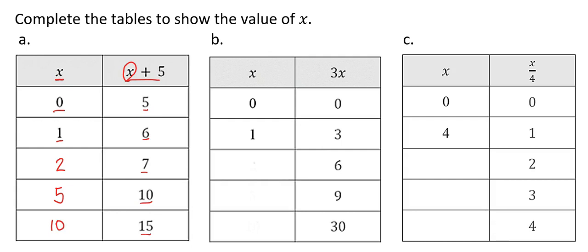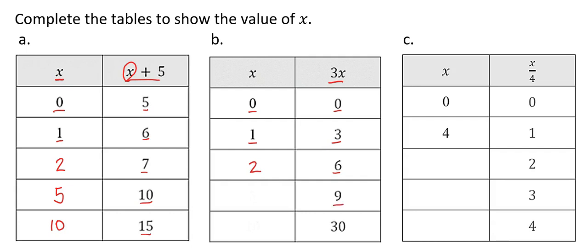In the next table, my expression is 3 times x. Well, if I replace the x with 0, 3 times x equals 0. If I replace the x with 1, 3 times 1 equals 3. Here I have a solution of 6. So what number would I multiply 3 times to get 6 for an answer? Well, 3 times 2 equals 6.